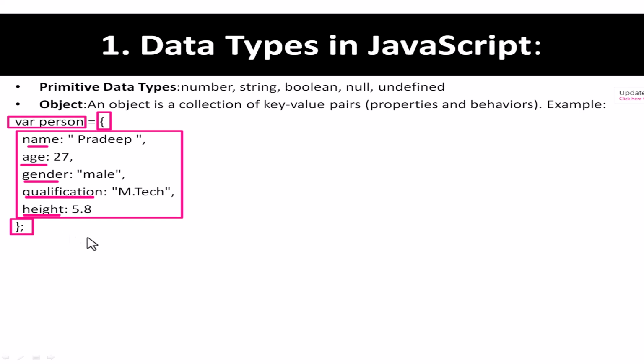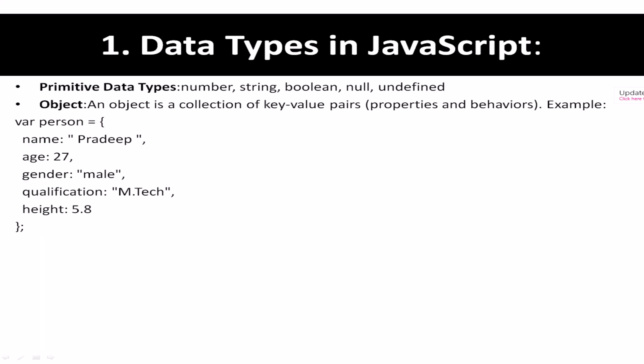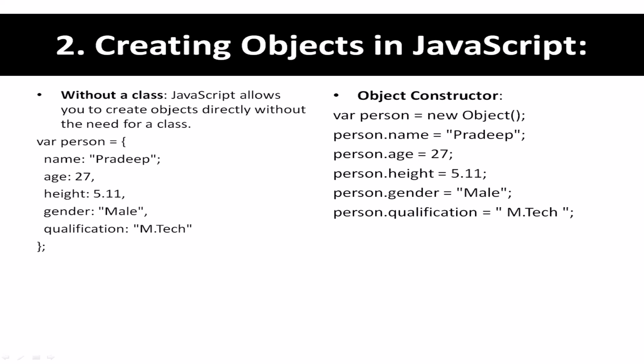If you want to define the object and access it, then we can use the object name dot person. So person dot name, person dot age, person dot gender, person dot qualification and person dot height. Now here if you notice, we are using an object constructor. If you are using an object constructor, it is similar to Java.